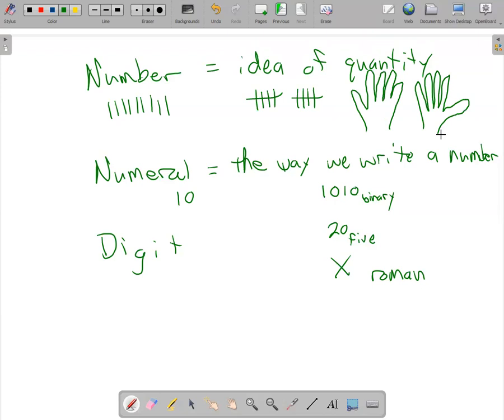What's the difference between a digit and a numeral? Digits are the individual symbols we use to write numerals. So in our number system, we happen to have 10 digits. The Mayans, they got away with 3 digits, even though they used base 20. It's pretty awesome. So number is the idea of quantity or amount. Numerals are how we write down these ideas so that other people recognize them, and digits are the symbols we use to make those numerals.